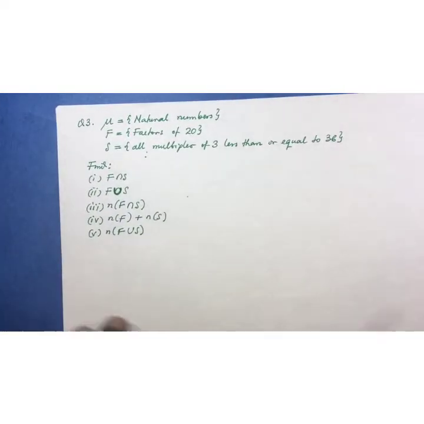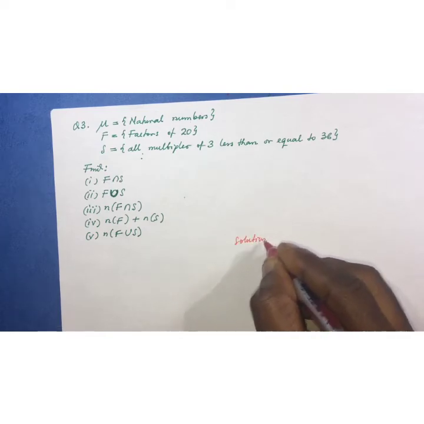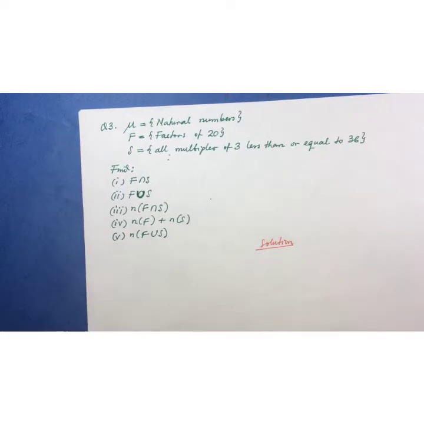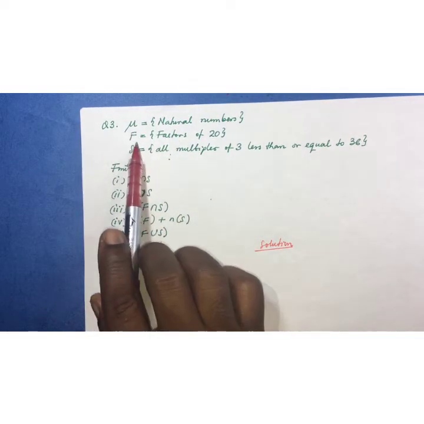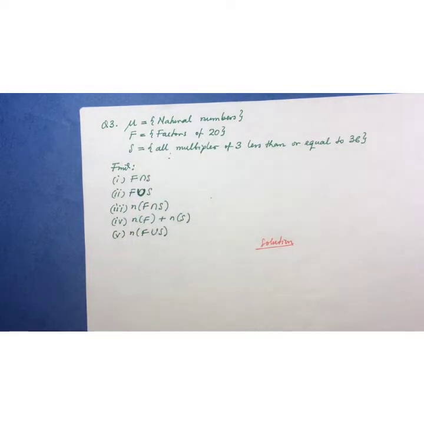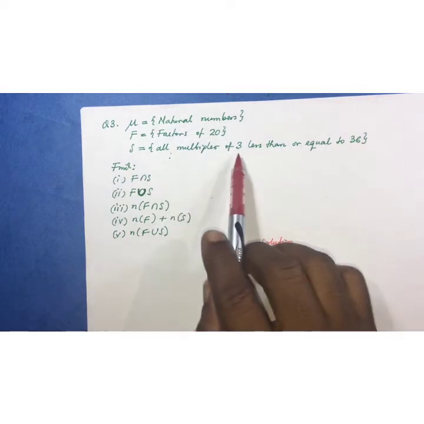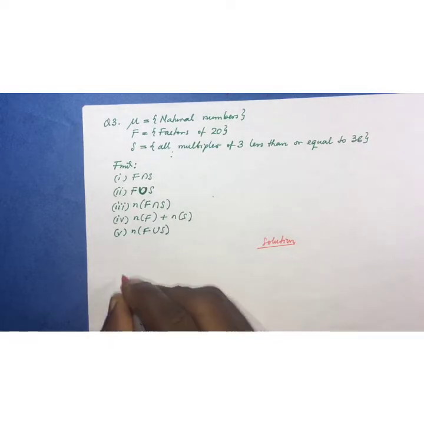Now let us go to question 3. In question 3, we are given this. So let's see. The solution to this problem is as follows. So we are given that to solve. Natural numbers will make the set mu. That's the universal set. Factors of 20 will make the set F. And S, all multiples of 3 that are less than or equal to 36. So let us start with writing out the sets given to us.